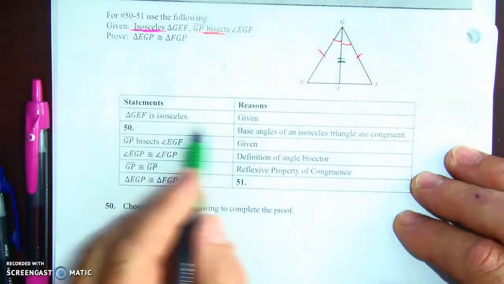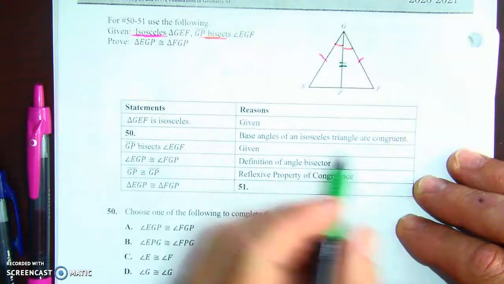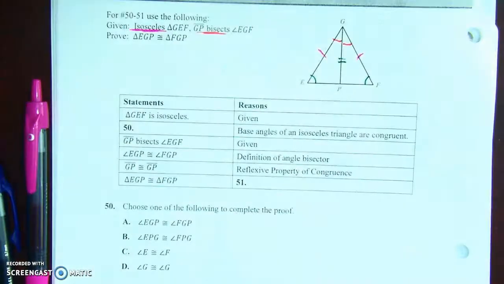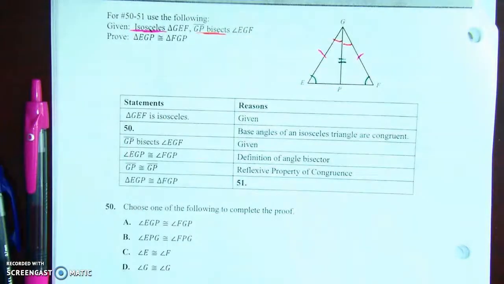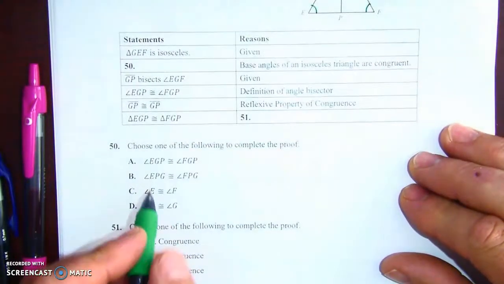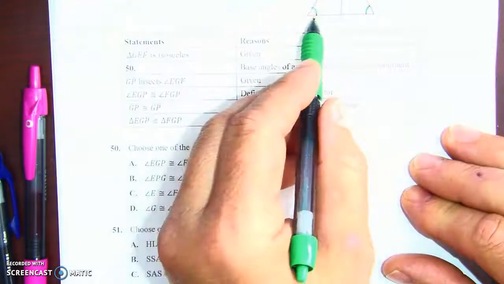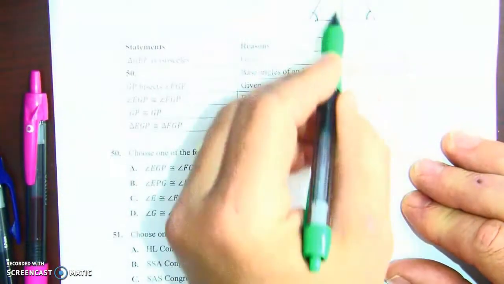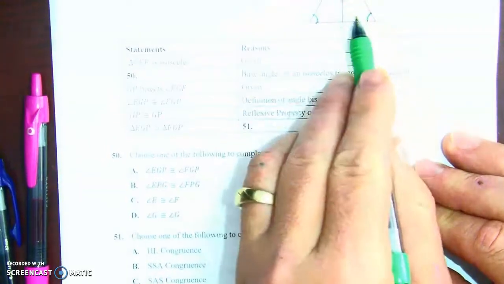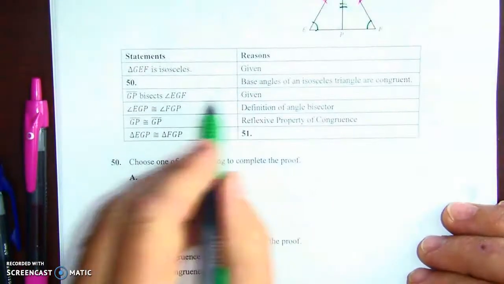Okay, now, that's given. Base angles of an isosceles triangle are congruent. Okay, so we know that this is an isosceles triangle. We can also say that these two angles are congruent because of the isosceles rule. So we can say, going down here, angle EGP and FGP are going to be congruent based on the isosceles triangle.